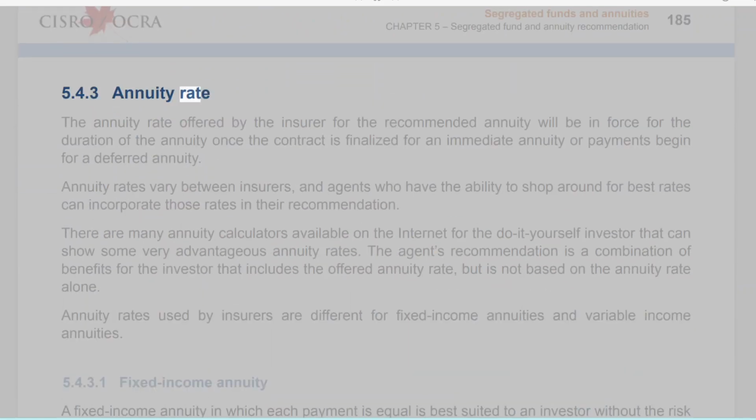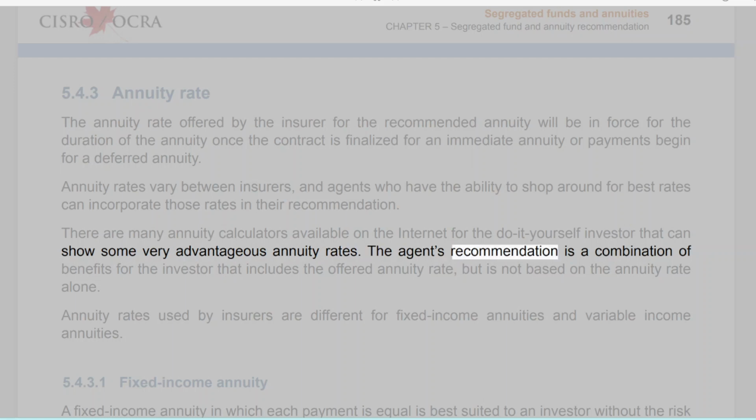5.4.3 Annuity rate. The annuity rate offered by the insurer for the recommended annuity will be in force for the duration of the annuity once the contract is finalized for an immediate annuity or payments begin for a deferred annuity. Annuity rates vary between insurers, and agents who have the ability to shop around for best rates can incorporate those rates in their recommendation. There are many annuity calculators available on the internet for the do-it-yourself investor that can show some very advantageous annuity rates.